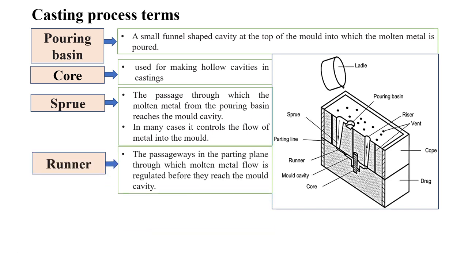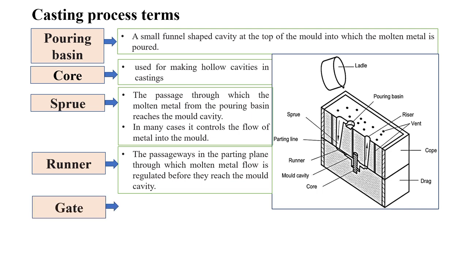Runner. The runner is the passageway in the parting plane through which molten metal flow is regulated before it reaches the mold cavity. So this is the runner and this is the parting plane. In the parting plane, the runner is adjusted. After the sprue, the metal comes into the runner, then into the ingates, and finally into the mold cavity.